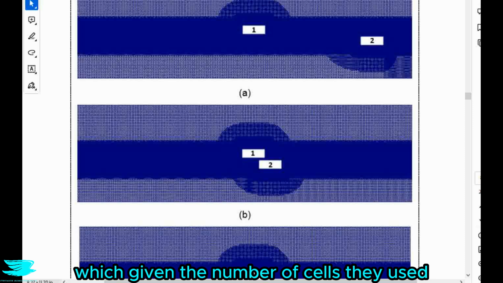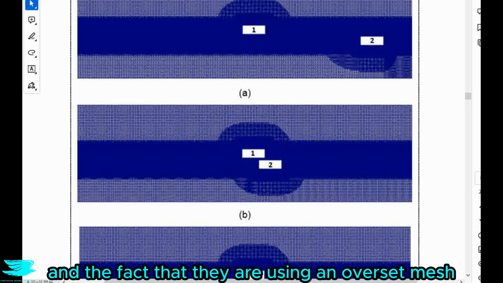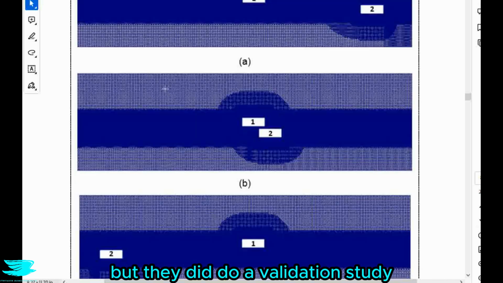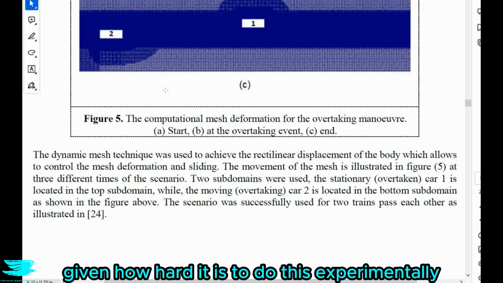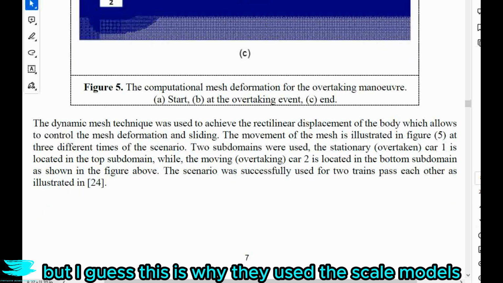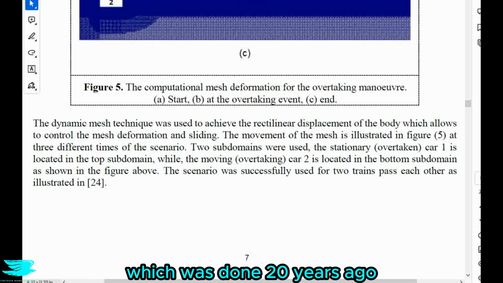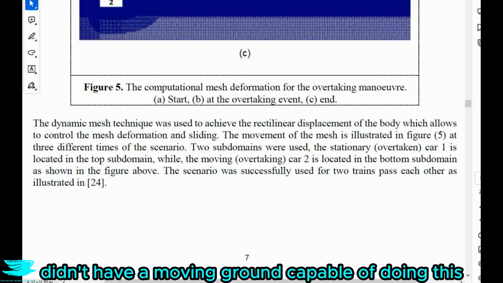Now, these researchers unfortunately didn't do a mesh-independence study, which, given the number of cells they used and the fact that they are using an overset mesh, is understandable. They maybe just didn't have the resources for it. But they did do a validation study, which is a little surprising given how hard it is to do this experimentally, but I guess this is why they used the scale models. And maybe also why they used the no-slip boundary condition. Perhaps the wind tunnel and experiments setup, which was done 20 years ago, didn't have a moving ground capable of doing this maneuver.